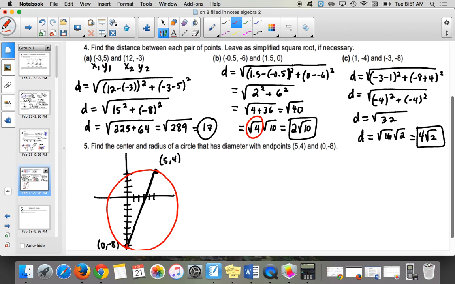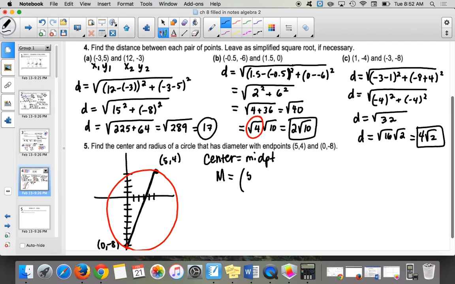All right, so let's figure out what we need to know. We need to figure out the center and the radius. So how do I get the center of that circle? Find the midpoint, right? Does that make sense? Find the midpoint. So our center is equal to the midpoint.